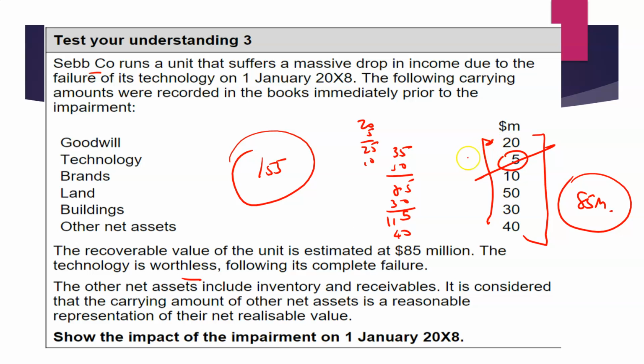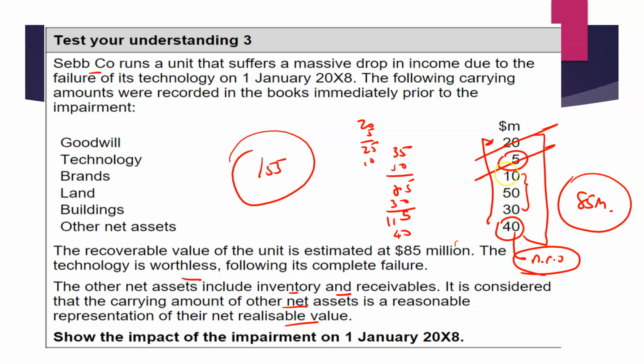Then of course, what goes in order is the goodwill. And we cannot write down the other net assets, which include inventory and receivables. The carrying amount is considered a reasonable representation of the NRV. So these are already at NRV, so we don't do anything else. We leave them, and that is typically the case. So the question here is that I've got 40, and I've got to bring this down to 45.